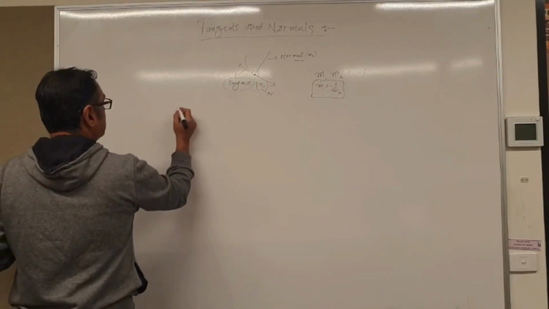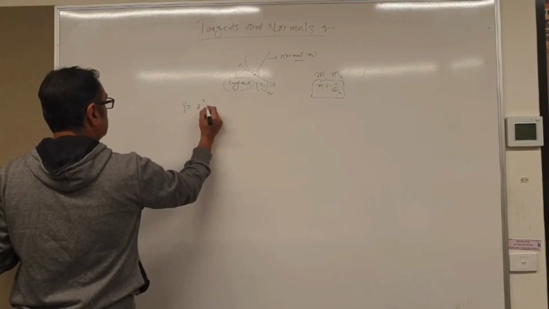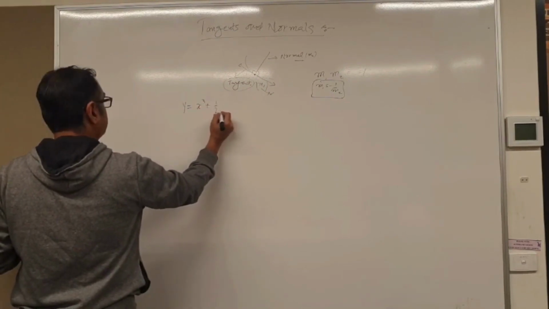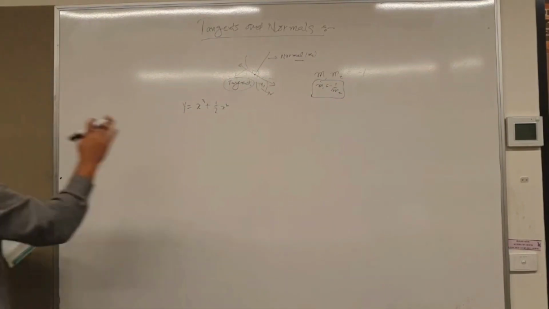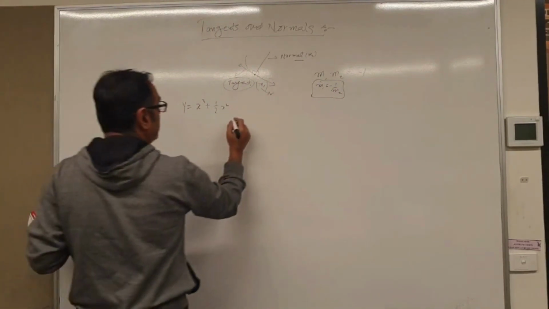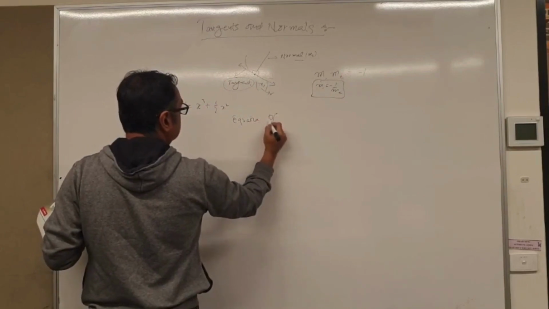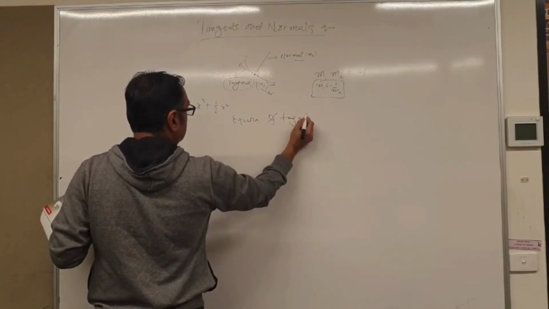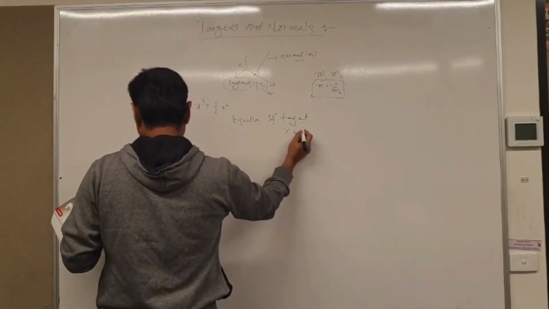So let's say I've got a curve y equals x cubed plus half x squared. It's a cubic, and I am asked to find the equation of the tangent at the point x equals 1.